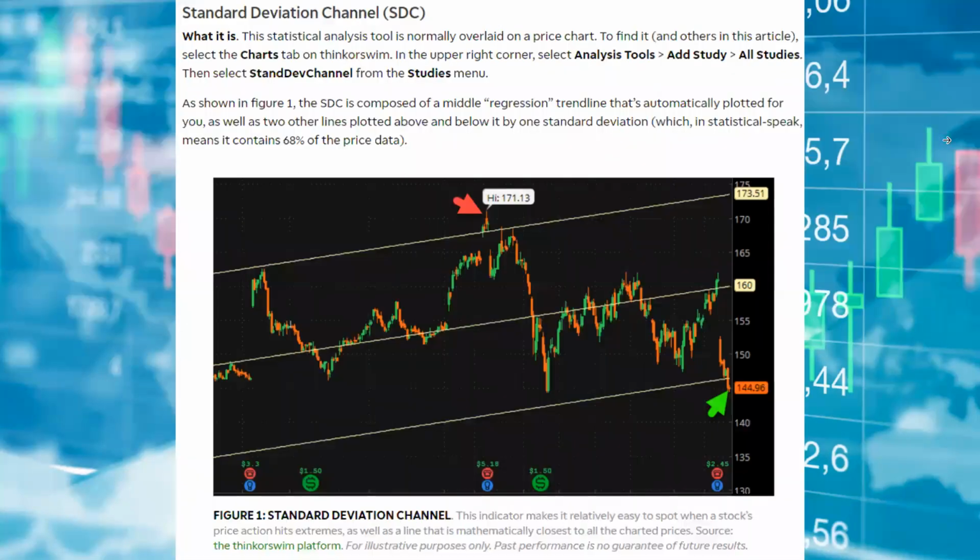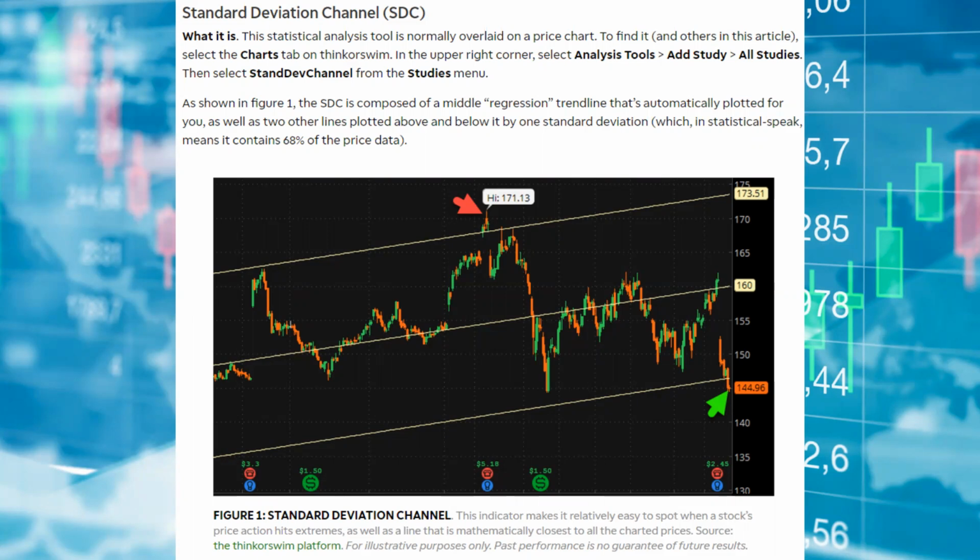The standard deviation channel, the SDC, is the first one we're looking at. This statistical analysis tool is normally overlaid on a price chart. To find it, select the Charts tab on Thinkorswim. In the upper right corner, select Analysis Tools, Add Study, All Studies, and select the Standard Dev Channel from the Studies menu. As shown in Figure 1, the SDC is composed of a middle regression line that's automatically plotted for you, as well as two other lines plotted above and below it by one standard deviation, which in statistical speak means it contains 68% of the price data.